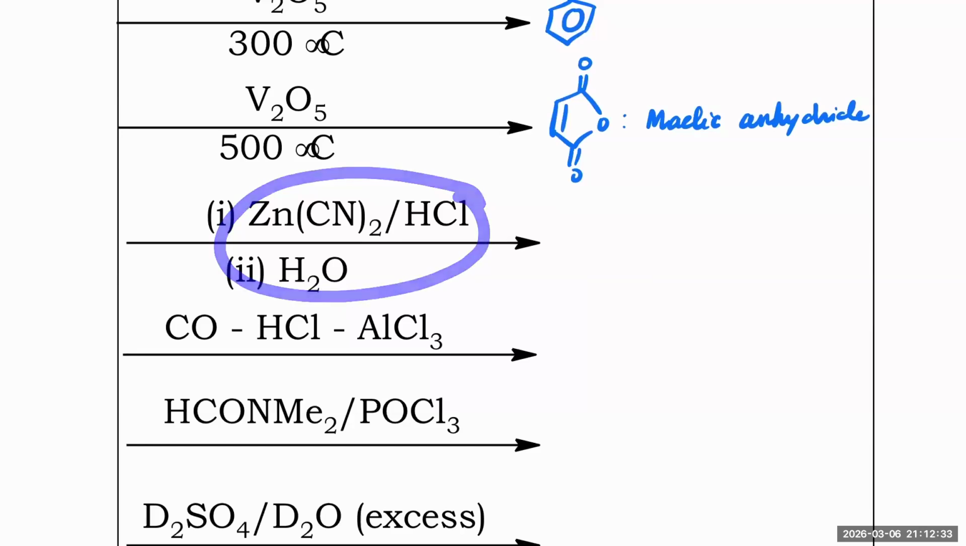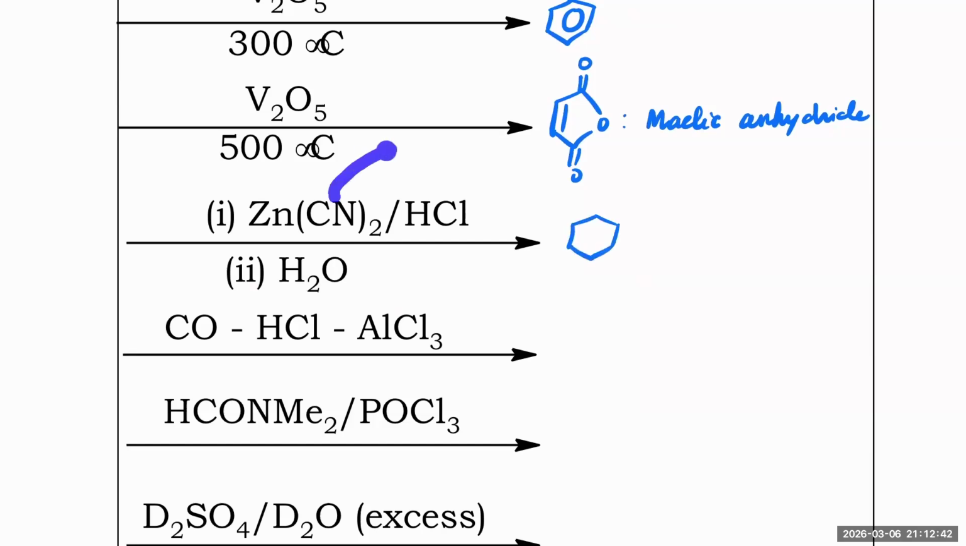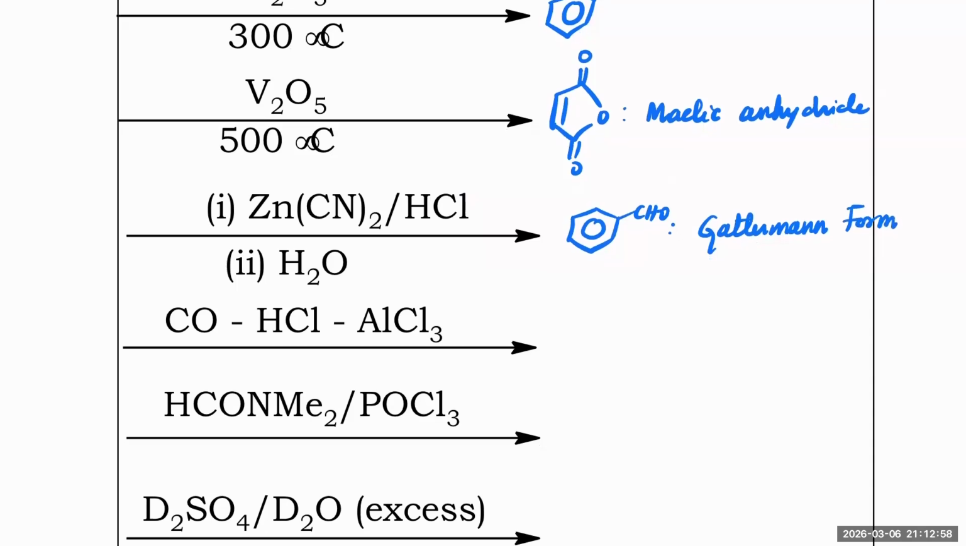This is the Gattermann formylation reaction. Basically here CN minus will take H plus from here, and on that carbon benzene will attach. Thereafter hydrolysis will happen, so you will get an aldehyde. So the name is Gattermann formylation reaction. Next, if you take carbon monoxide, just now I told you the reaction name, Gattermann-Koch.